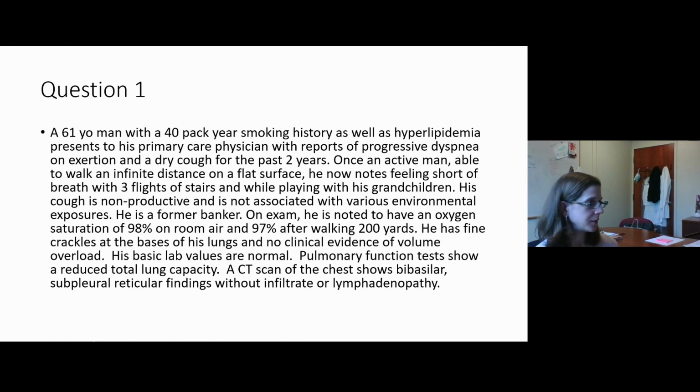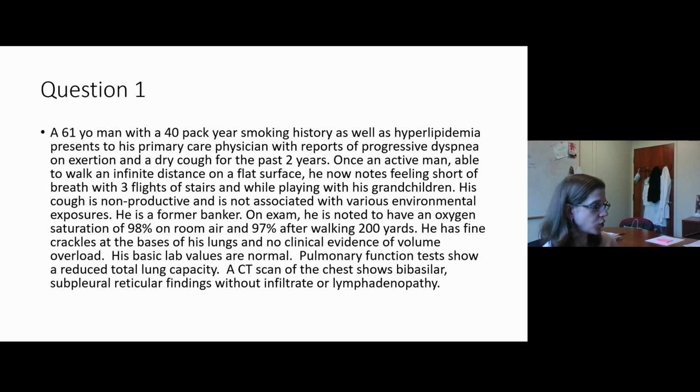All right, so we have time for questions. The first question would be, a 61-year-old man has a 40-pack year smoking history. He presents to his primary care physician complaining of progressive dyspnea and dry cough for the past 2 years. He has had a substantial decrease in his functional status. He has a non-productive cough, and he is a former banker. He has an oxygen saturation of 98% on room air and 97% after walking 200 yards. You note fine crackles on his exam, no evidence of volume overload, normal baseline labs.